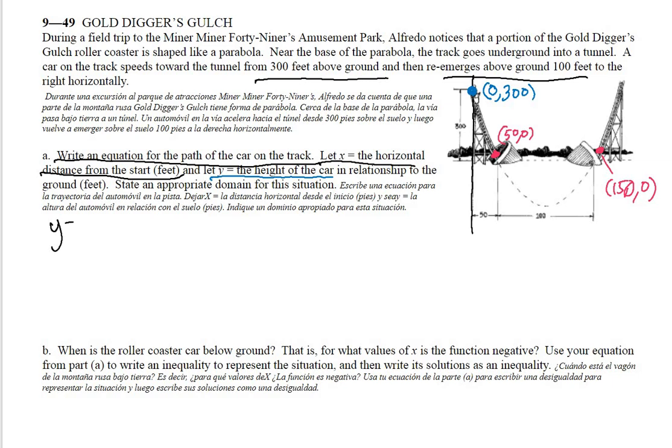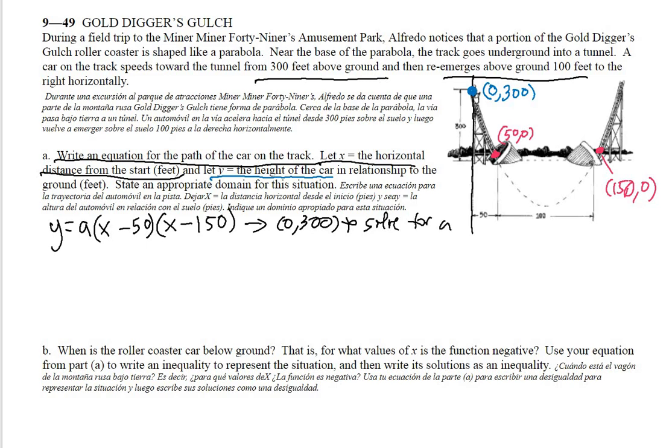Y is equal to a times x minus 50 times x minus 150. Here I'm using the zero product property in reverse. I know that if I were to solve this equation for my x-intercepts, meaning if y were 0, then it would result in x-intercepts of 50 and 150. So this is a good start to the equation, but I do still need to solve for a. In order to solve for a, I'm going to use the point 0, 300.